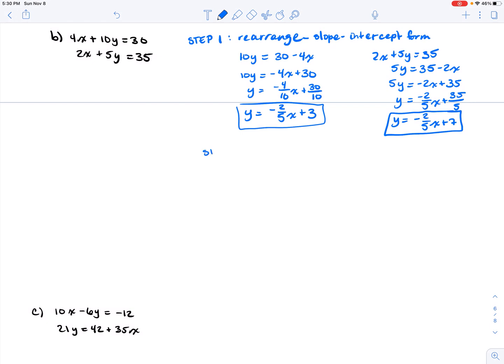Okay, so I look at step 2, my slopes. I can see that the slope in the first one is minus 2/5, and my slope in my second one is also minus 2/5. So my slopes are equal. That means they're going to lie the same way. Since they're negative, they're going to both be lying up and to the left.